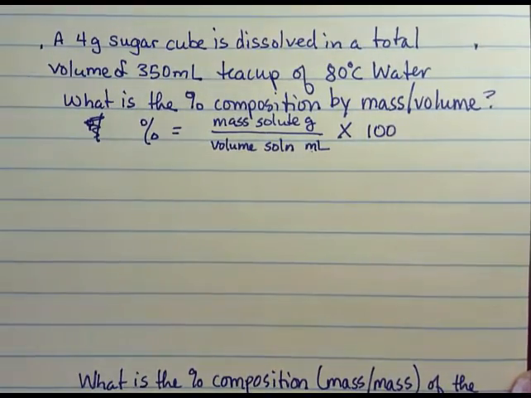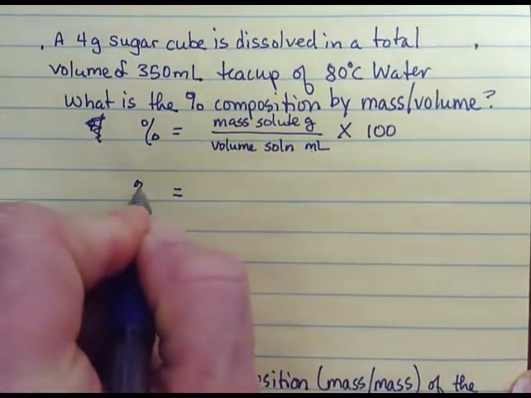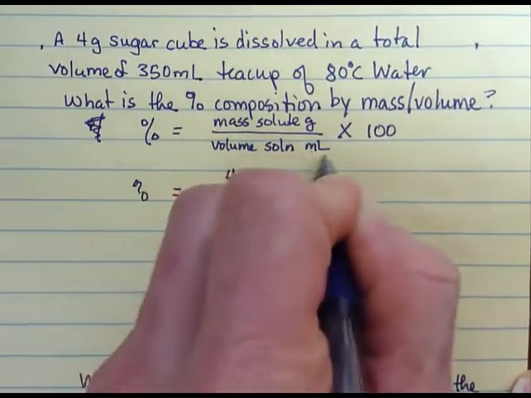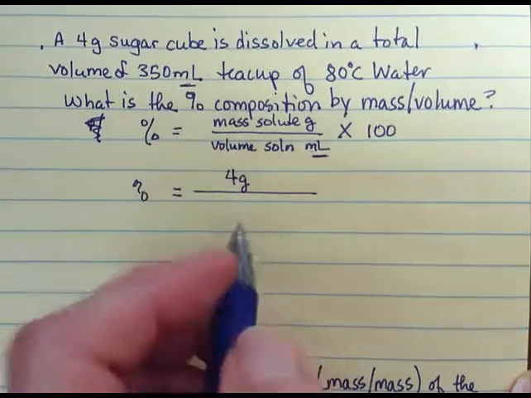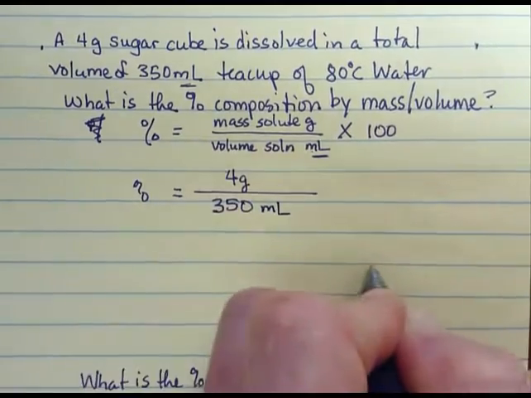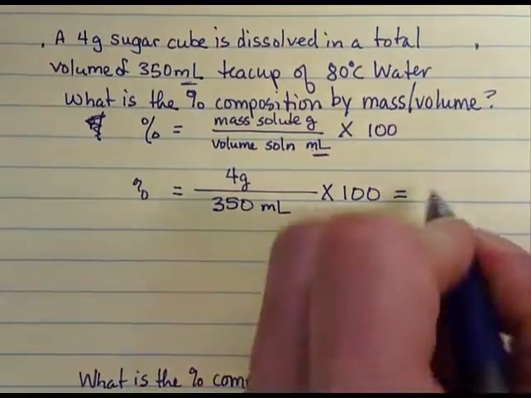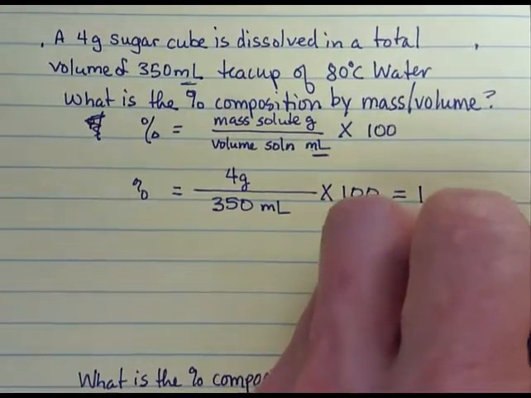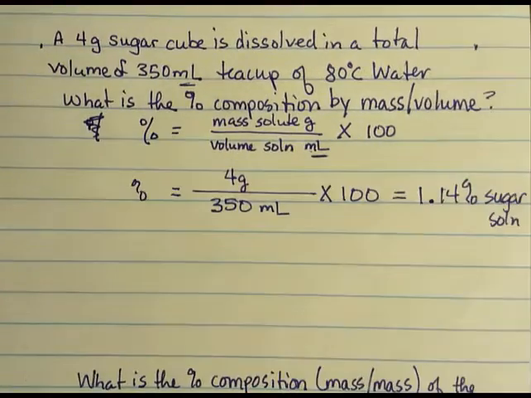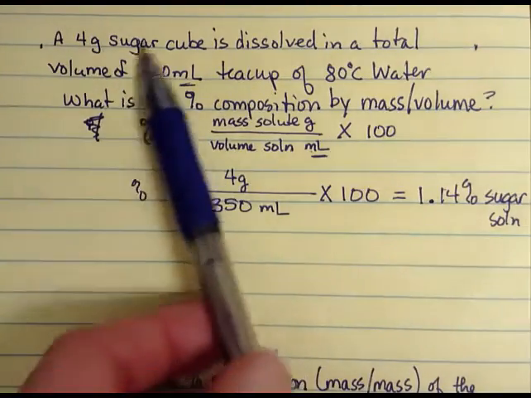So that's exactly what we need to do here. We have the mass of our solute, it's already in grams, so we can just put that in there. Our percentage is going to be 4 grams of sugar, and our volume is already in milliliters, so this is all right too. We put in 350 milliliters, multiply by 100, and this should give us our percentage. This would equal a 1.14% sugar solution.